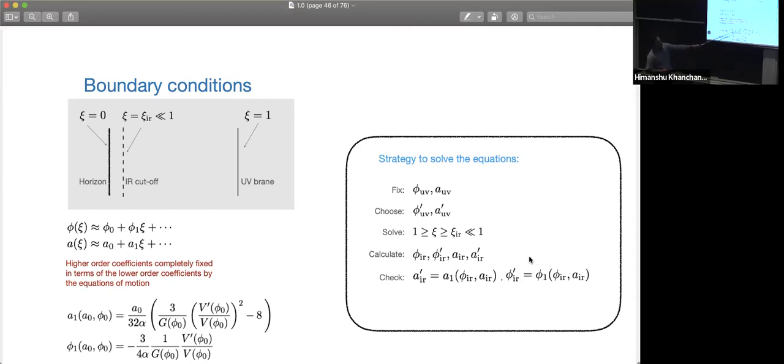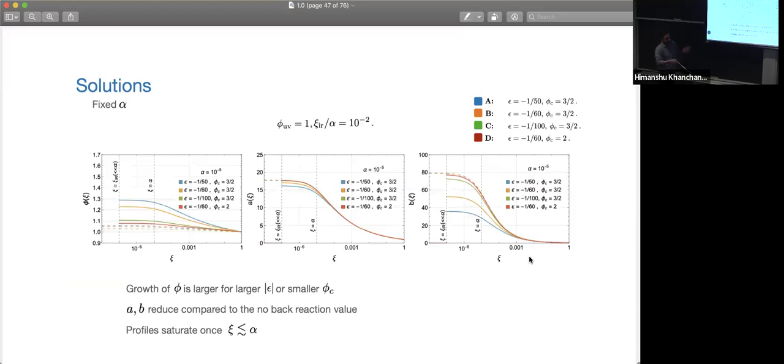So this is the strategy. You start with some boundary condition in the UV. Remember, there are 2 scalars to solve for, second order differential equations, so 4 boundary conditions. You start with 2 and choose 2 others in the UV, solve for it, calculate these quantities here in the IR, the derivatives, and check that it matches. If it doesn't match, then you go back to the UV and change the parameters. And so you adjust the UV boundary condition till you satisfy the right thing that should happen in the IR. It's a little bit numerically intensive, but doable. And this is how you can solve for A and B and phi.